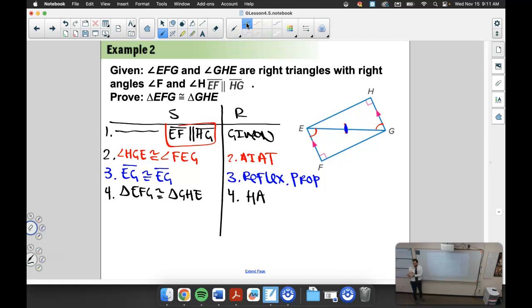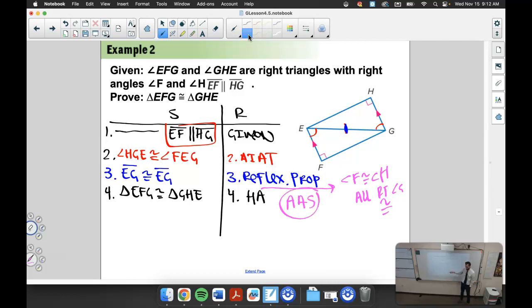If you don't want to know that one, then what you have to do is insert another step somewhere in there. Okay? And you have to say that angle F is congruent to angle H because all right angles are congruent. And then you could say angle, side. But you have to have that extra step. Does that make sense? Okay. So call it 3.3b.